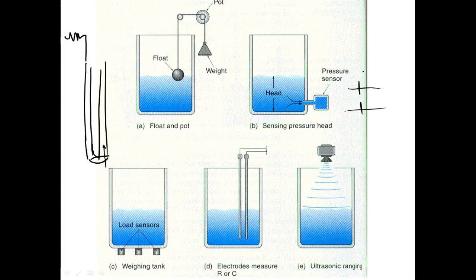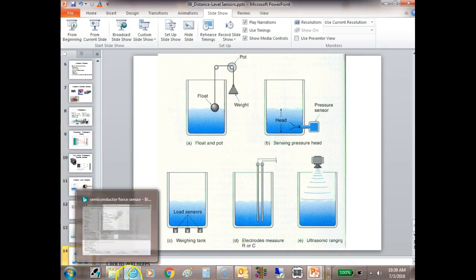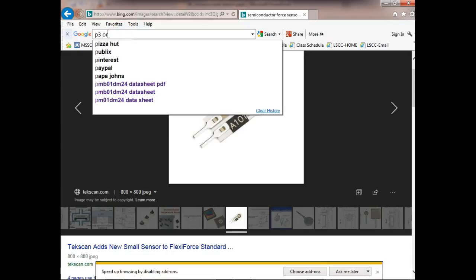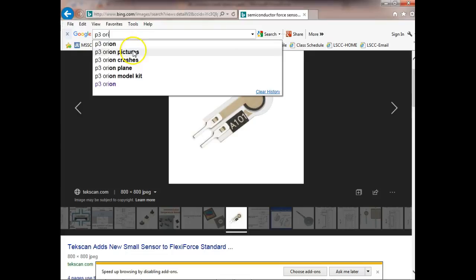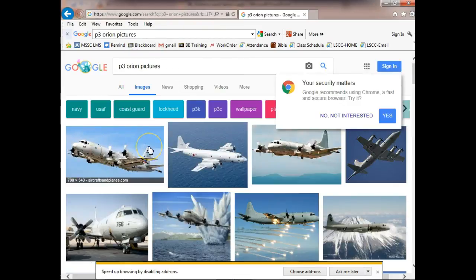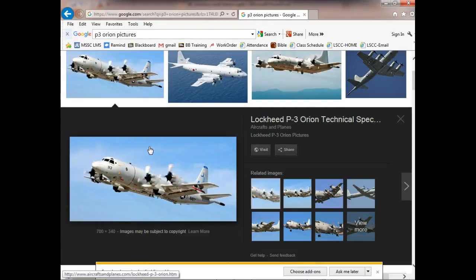But it was a P3 Orion, which they're finally phasing out. They're going to a P8, where the P stands for patrol. This is the plane I worked on in the Navy. It had four big turboprop engines. Turboprop engines are jet engines, but instead of using the thrust directly, they transfer it up to the propeller.